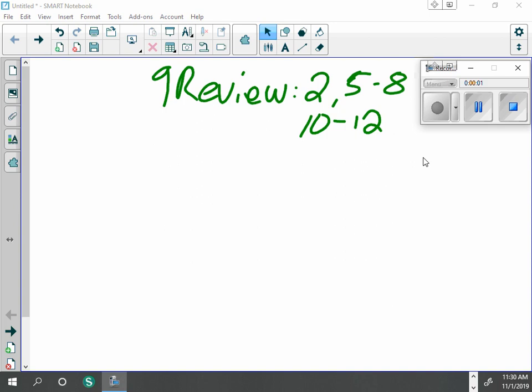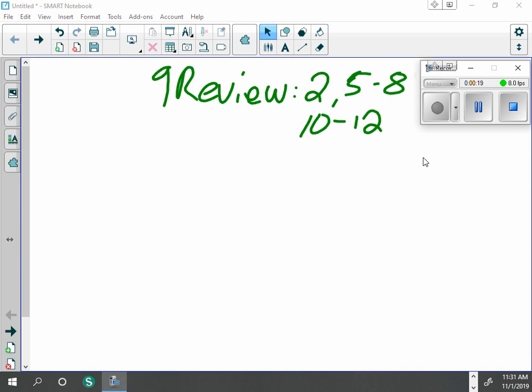Chapter 9, the review questions, number 2, true or false. If the correlation coefficient is negative 0.8, below average values of the dependent variable are associated with below average values of the independent variable. First off, which is which?